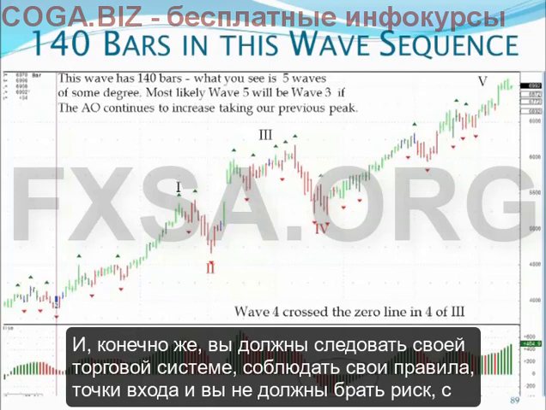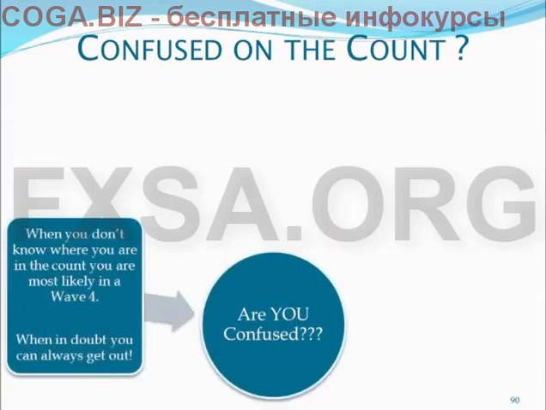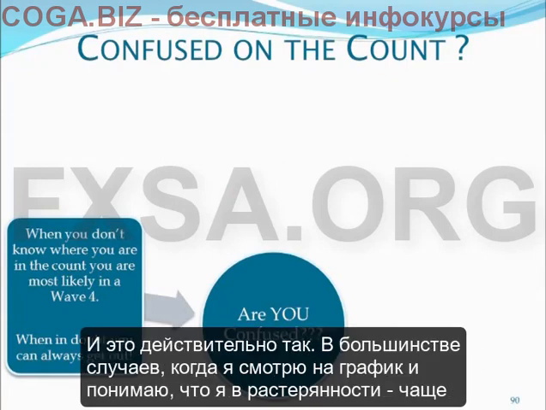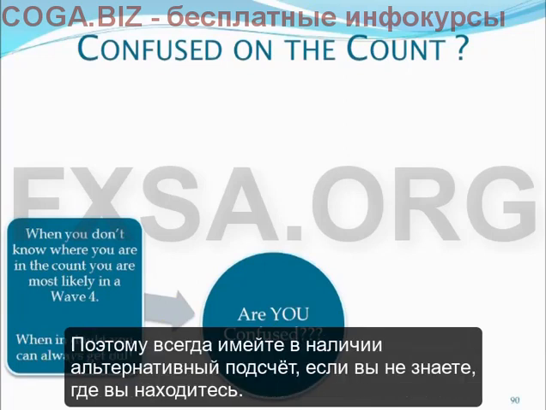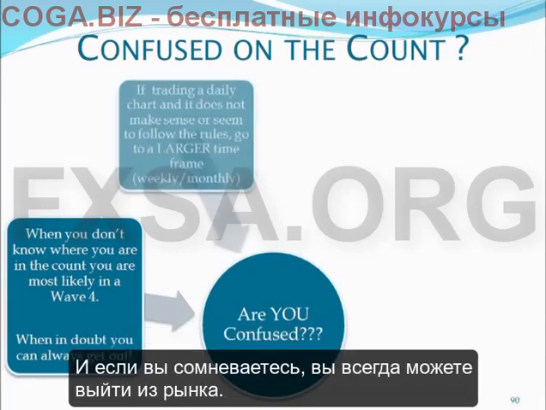Confused on the count. When you don't know where you are in the count, you're most likely in a wave 4. And that is so true. Most of the time when I look at a chart and instantly know I'm really confused, it's a wave 4 of some degree. So be aware of an alternative count when you don't know where you are. And when you're in doubt, you can always get out of the market.